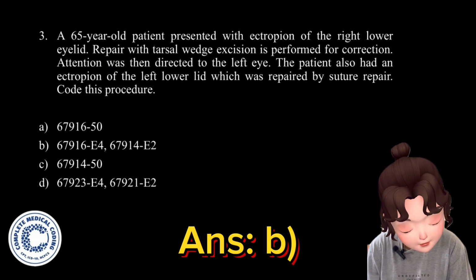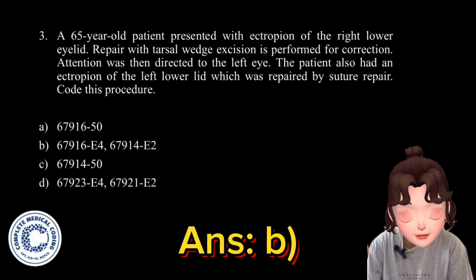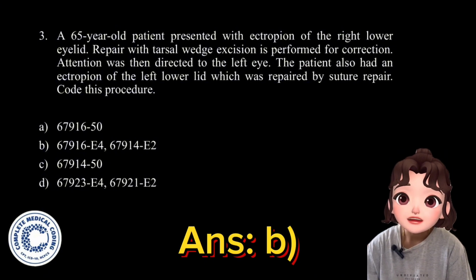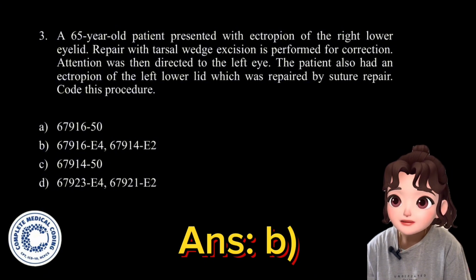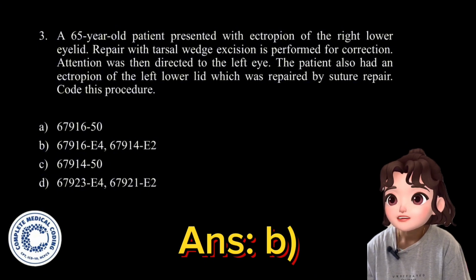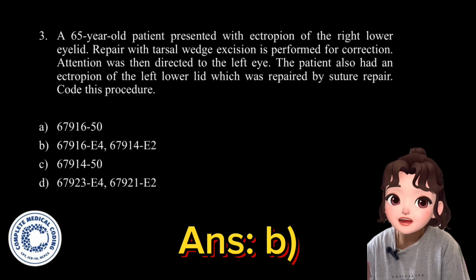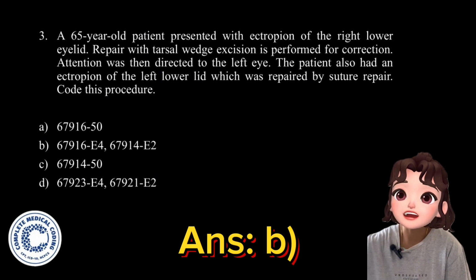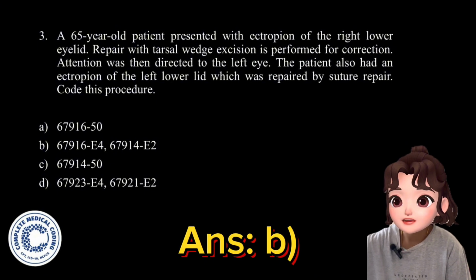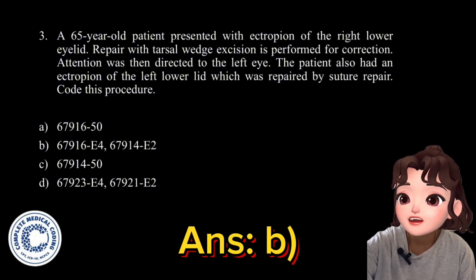to represent the repair of ectropion by excision, tarsal wedge excision, appended with modifier E4 for the right lower eyelid, and then 67914, repair of ectropion by suture, marked with modifier E2 for the left lower eyelid. Sorry, E4 is the right lower eyelid and E2 is the left lower eyelid. Okay. So this is how you need to code.